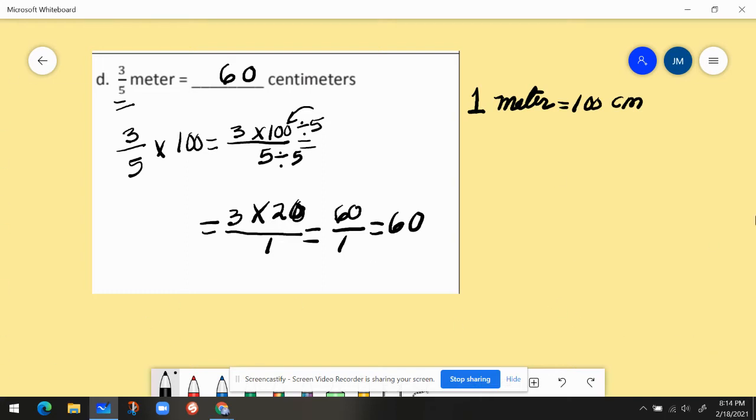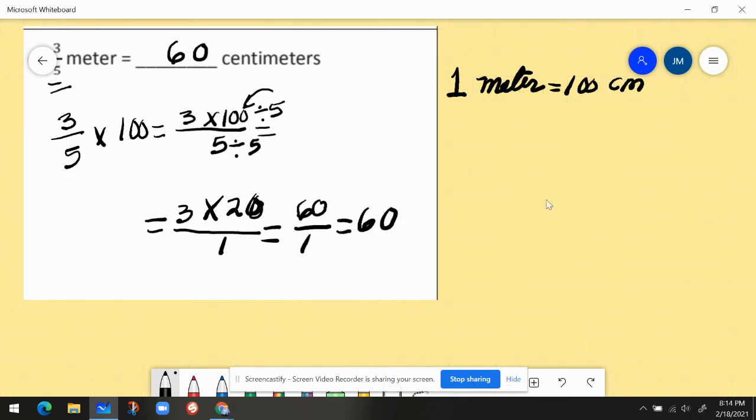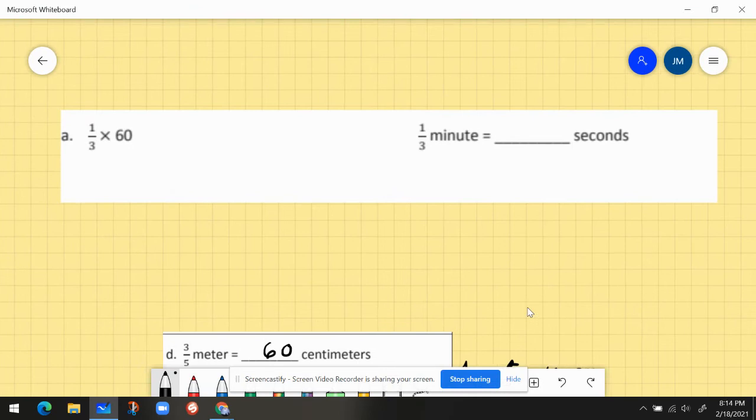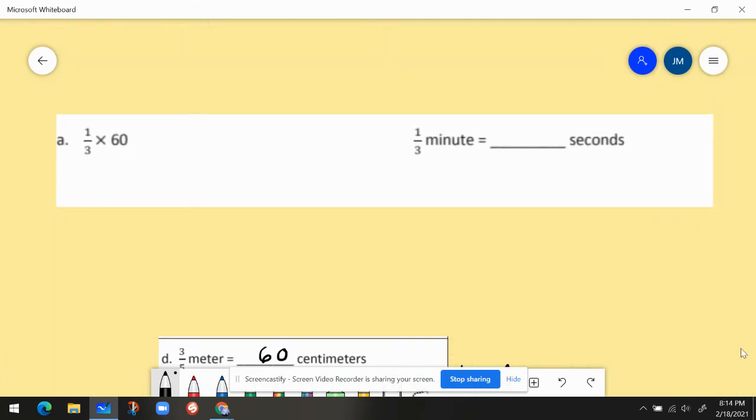Now let's look at our second problem. And remember, this is something we've done already. So let's zoom in. Here's another one. Very simple. Again, you always have to remember the measurements. Well, you don't have to, but if you're going from minutes to seconds, you have to remember that 1 minute equals 60 seconds.